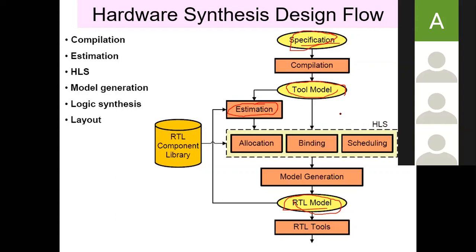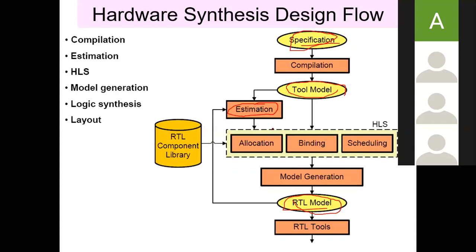Here we do the actual hardware synthesis. From the metrics that we obtained, we use the tool model to create the RTL model. That is what we do in HLS. HLS is the generation of the RTL model. The output is the RTL model. Here we can see this one is the RTL model. So from the tool model, it generates the RTL model. HLS is the generation of the RTL model from the tool model.